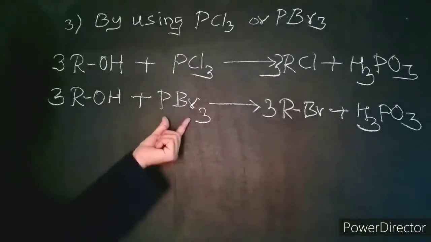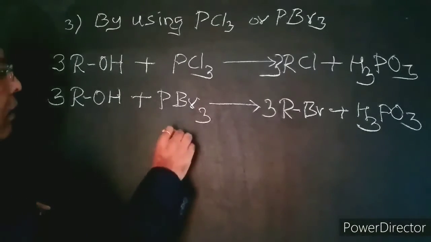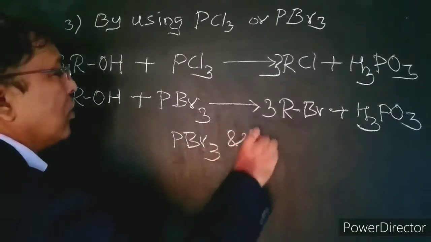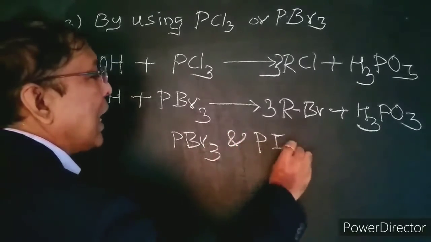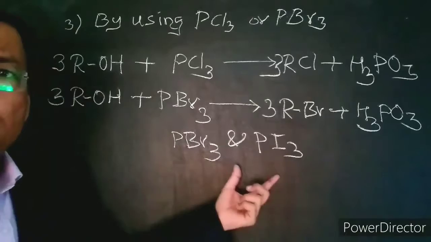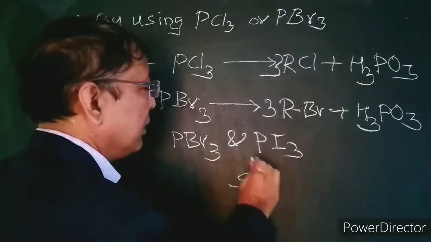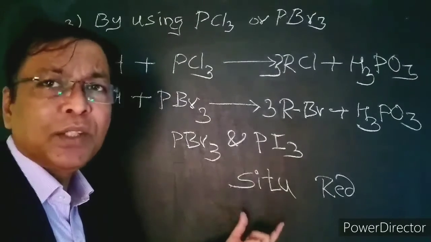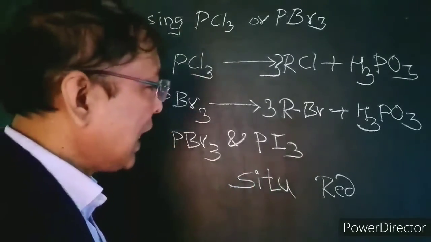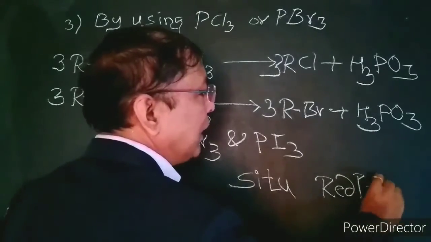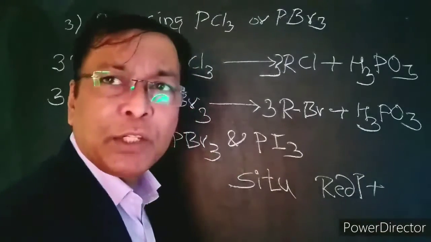This phosphorus tribromide and phosphorus triiodide are prepared in situ. In situ means they are produced during the reaction when red phosphorus reacts with bromine and iodine respectively.